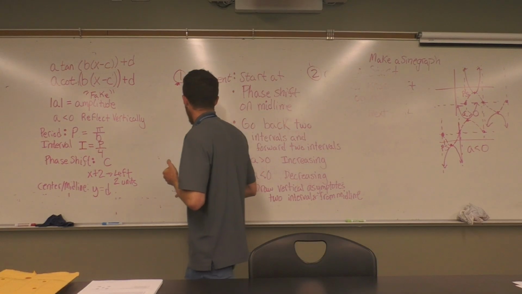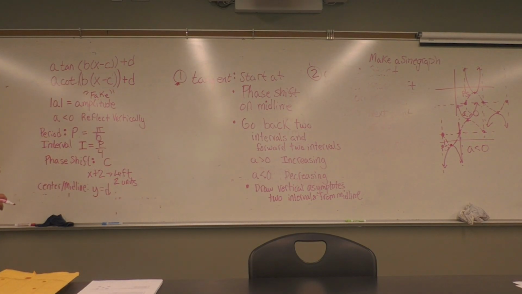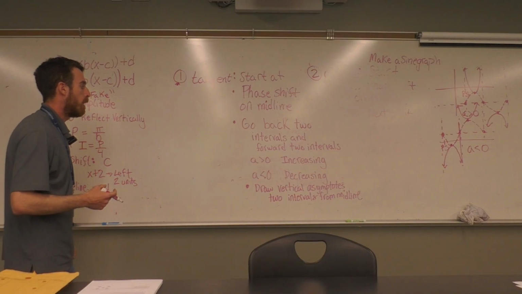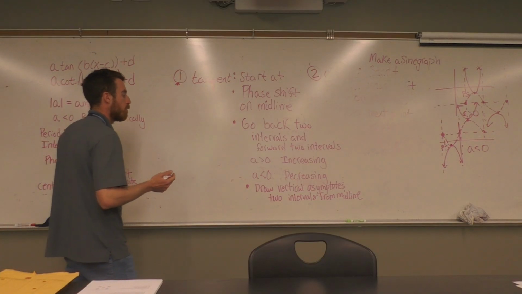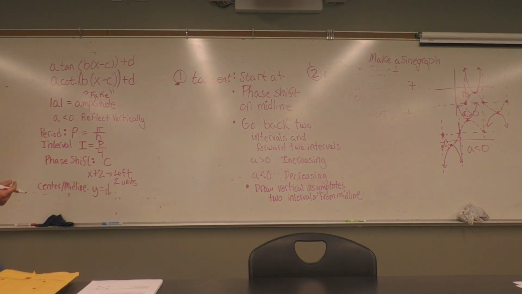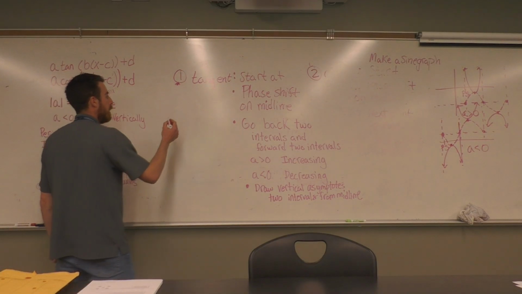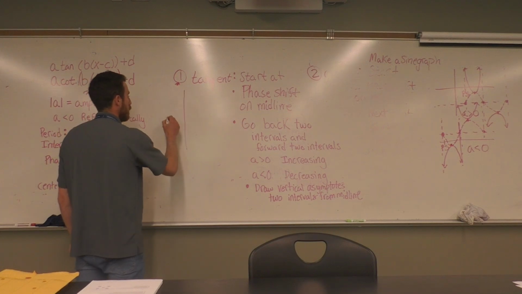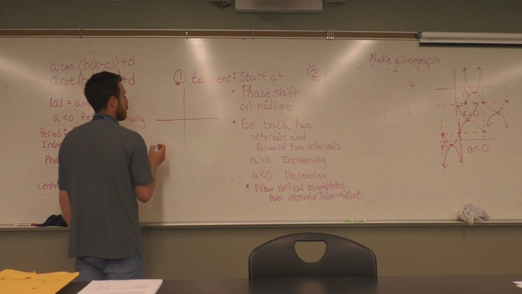We're going to see if that needs any adjusting in the wording. Start at the phase shift on the midline. Go back 2 intervals and forward 2 intervals. Try to do all of that. If A is greater than 0, the graph will be increasing. I don't know if I put it that way before, but I actually think that can help you visualize. But if A is negative, we are decreasing. Let's kind of work out all those instructions as we draw a simple sketch example of a graph.